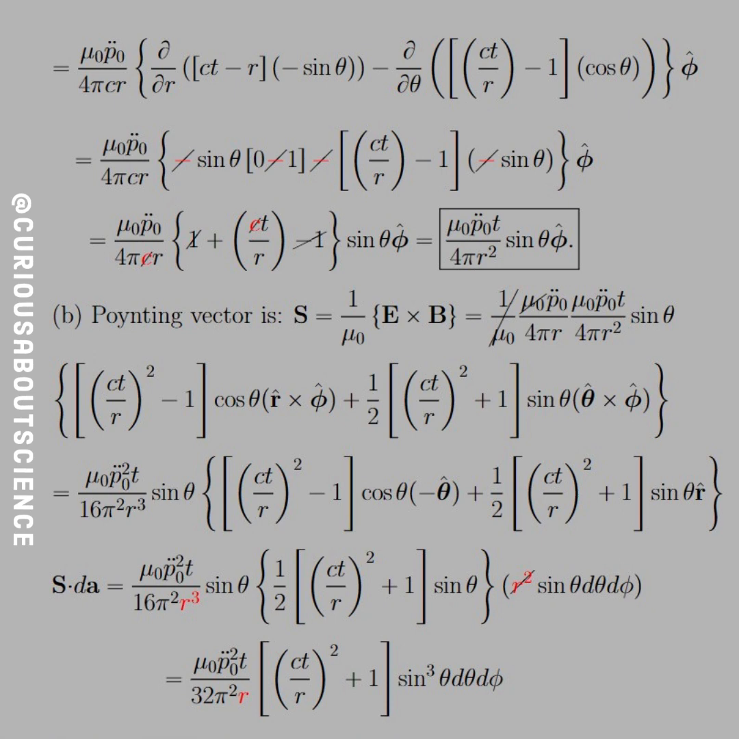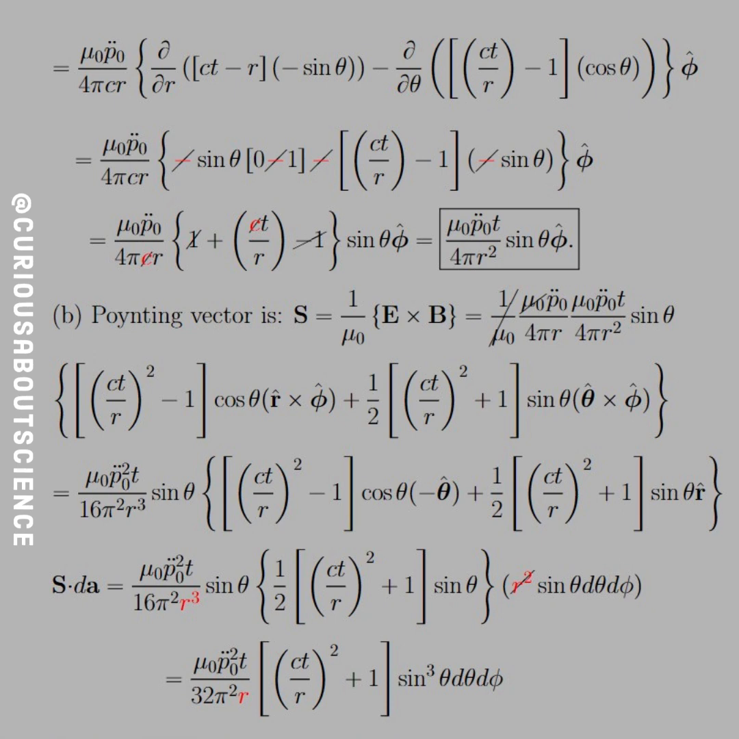Other than that, that was a pretty quick derivative, and we're just left with a magnetic field of mu naught p naught double dot t over 4 pi r squared sine theta phi hat. And then a quick calculation is found for the Poynting vector. You notice that we just have E cross B, but a lot of the constants are similar, so we just tag them out. And we notice that B is only in the phi hat direction. So we just move that cross product from E cross phi to r cross phi and theta cross phi.